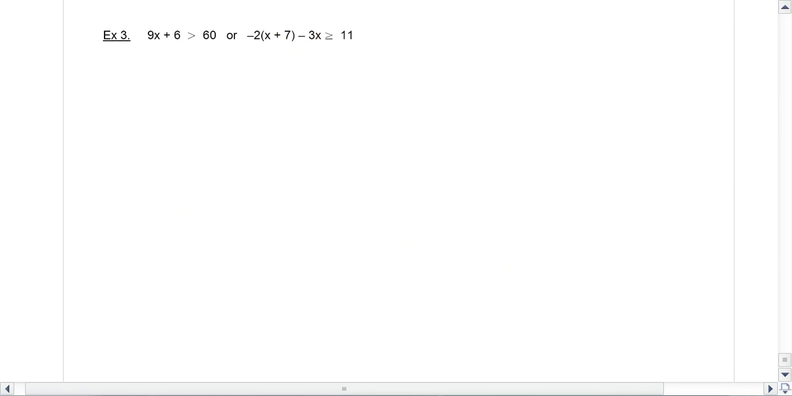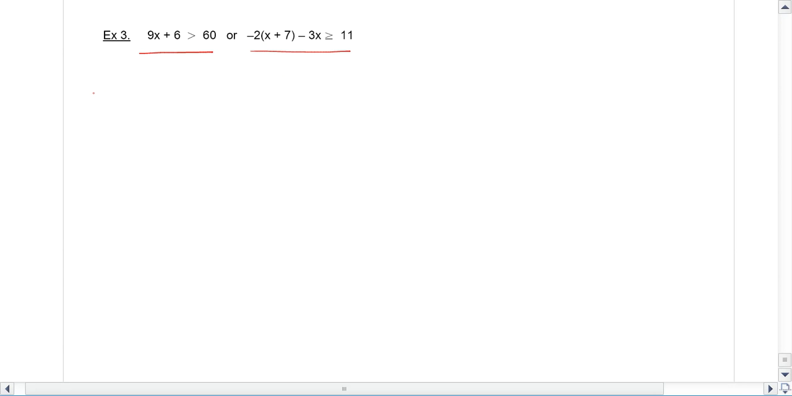In example 3 here, we have an or joining these. So or means all together. We want all of these answers included with all of these answers. We want the union of these. So we're going to solve them separately and graph them on a number line, and then all of the answers will be included in our final solution.